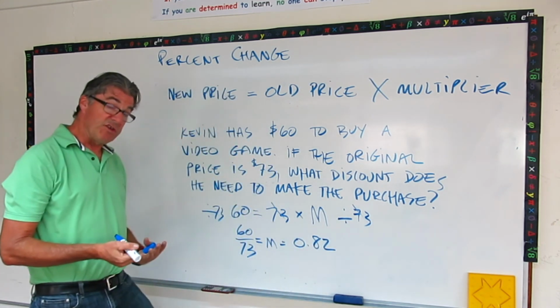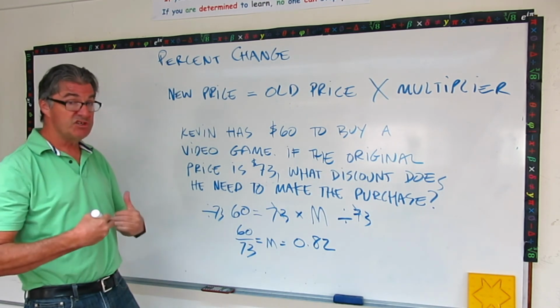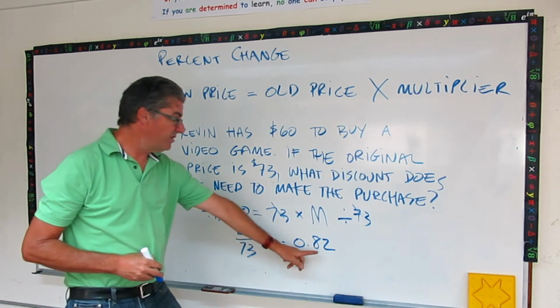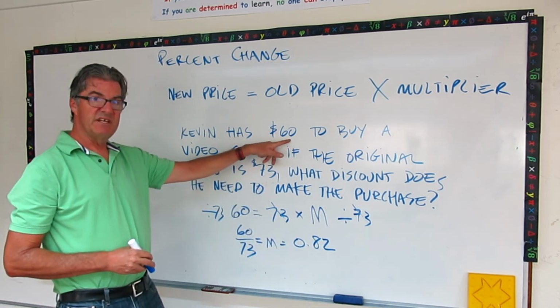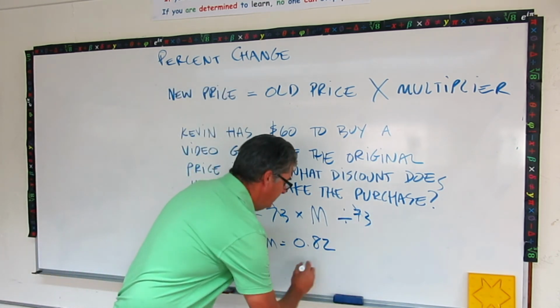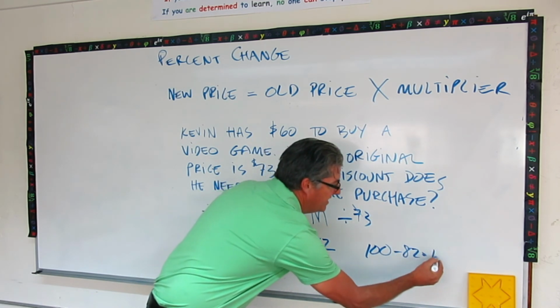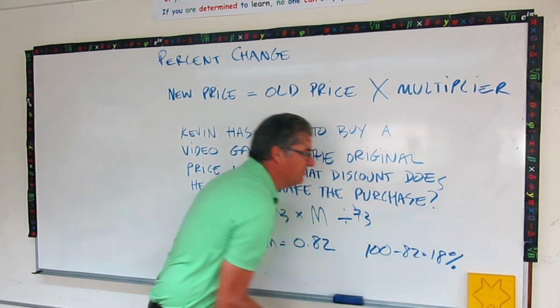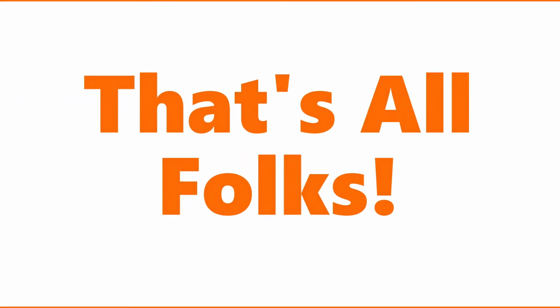So that's the multiplier. But now we need to find out what percent price reduction that gives us. We're going to multiply the original price, 73, by 0.82 to get it down to 60. But what is that percent reduction? It's just 100 minus 82. That's going to be an 18% reduction. Okay? So that's the answer to that one.